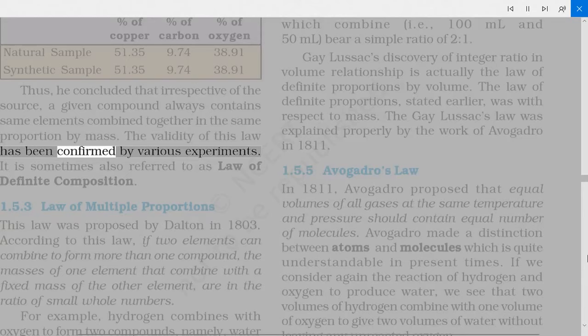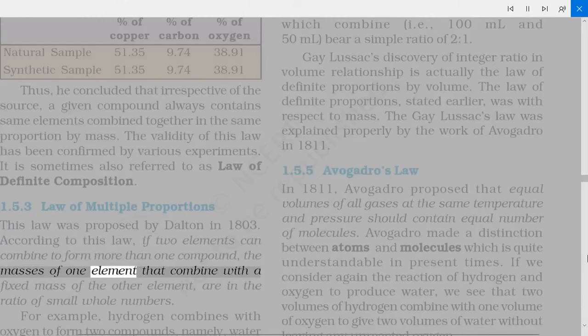Law of multiple proportions. This law was proposed by Dalton in 1803. According to this law, if two elements can combine to form more than one compound, the masses of one element that combine with a fixed mass of the other element are in the ratio of small whole numbers.